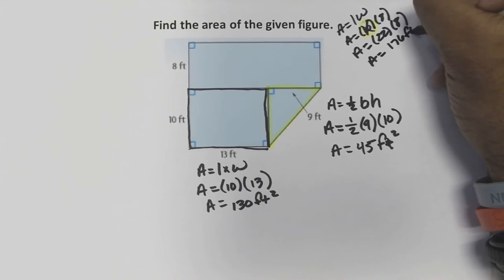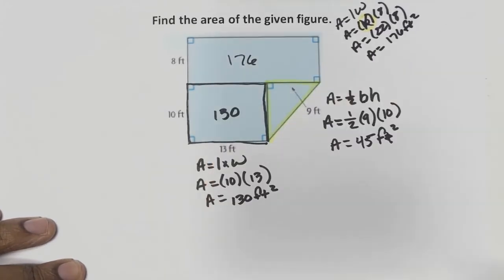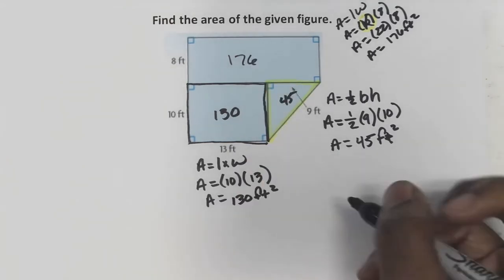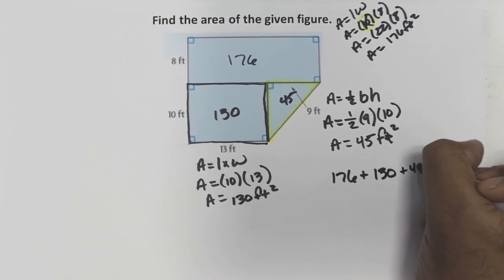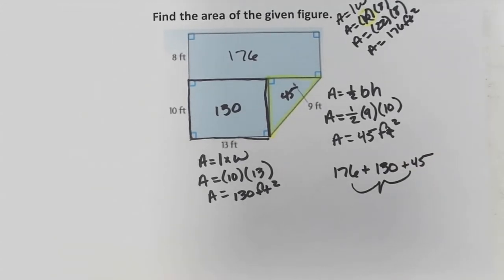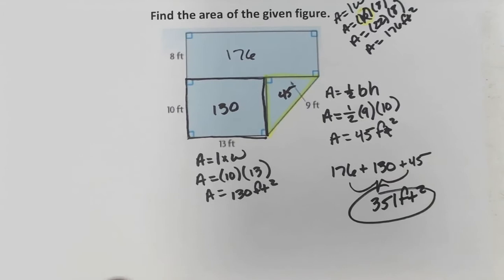176 feet squared. So I know that this area is 176, this area is 130, and this area is 45. So now that we have the area of the decomposed figure separated into two rectangles and a triangle, how can we put them all back together for a composite figure? Correct, we can add them all together. So I can add 176 plus 130 plus 45 feet squared for each of them. When I add those together, that's going to give me 351 feet squared.